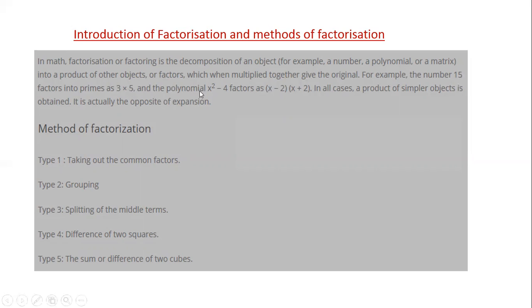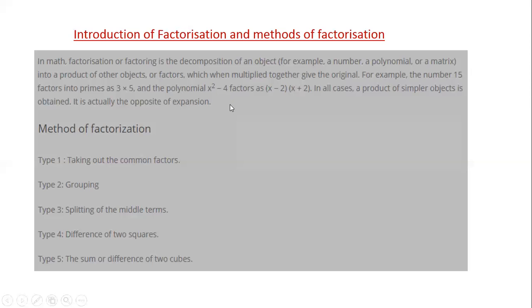Similarly, let us suppose the polynomial x square minus 4. The factors of x square minus 4 are x minus 2 and x plus 2. When we multiply these two, we all know that a minus b into a plus b gives you a square minus b square. When these two multiply together, they give you x square minus 4.